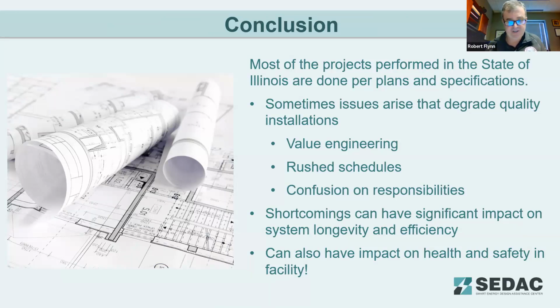The conclusion: most of the projects performed in the state of Illinois are done per plans and specs. Sometimes issues arise that degrade the quality of installations: value engineering, rush schedules, confusion on responsibilities. Shortcomings can have significant impact on systems' longevity and efficiency. They can also have impact on the health and safety of the facility.